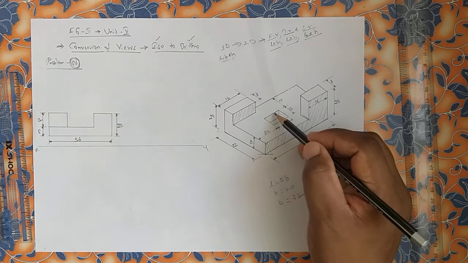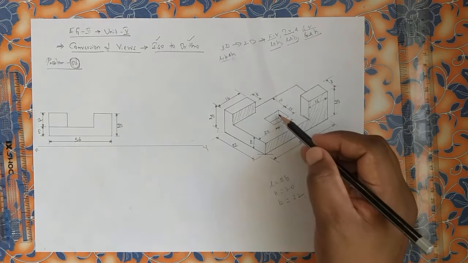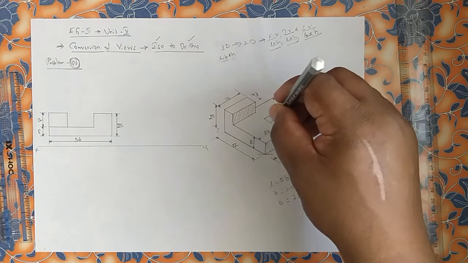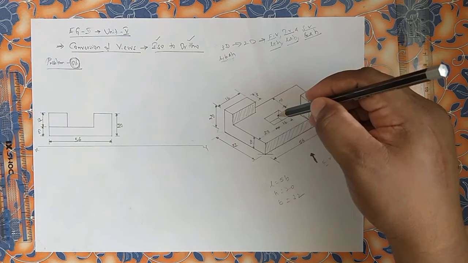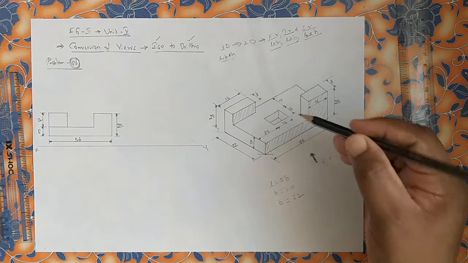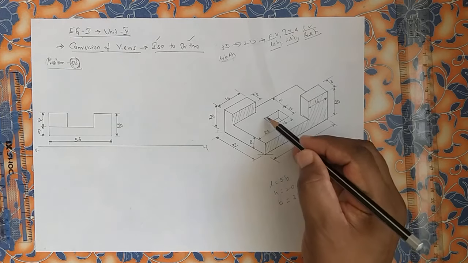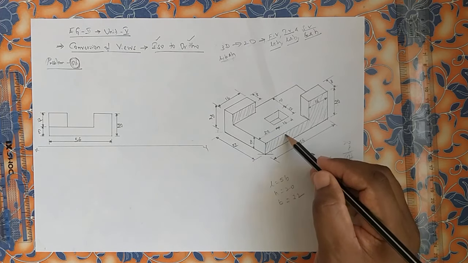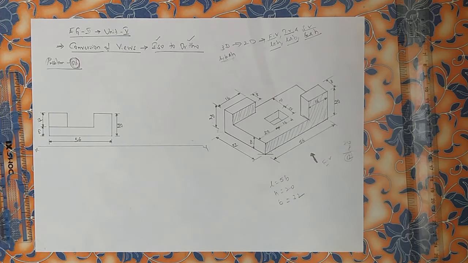Now think here one more thing. When you are looking from the front view, inside there is a through hole in this part. This through hole, when you are looking from here, should be shown in the front view in the form of hidden lines. At what distance are we supposed to show it?